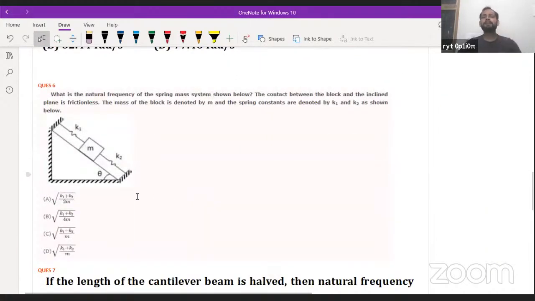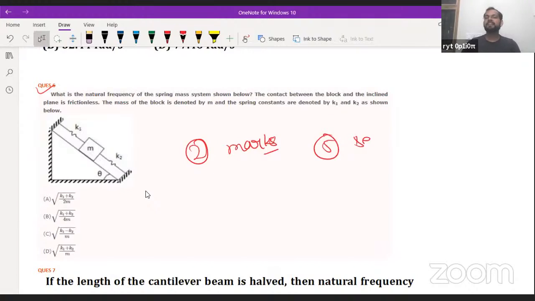Again, you can tell me the answer by seeing this diagram. And this question was asked in mechanical engineering for 2 marks. It will not take more than 5 seconds to give me the answer. Can anybody tell me what is the natural frequency for the system? Very good, Vamsi. Very good, Taizim.